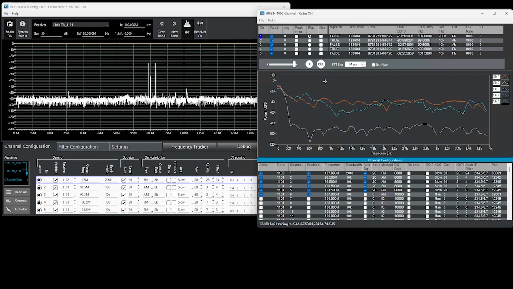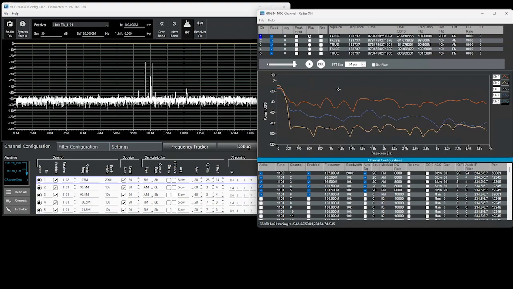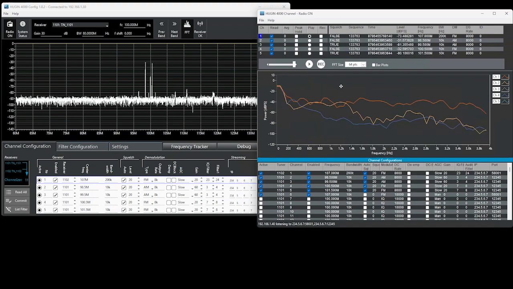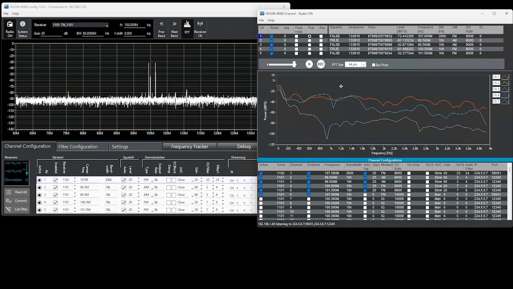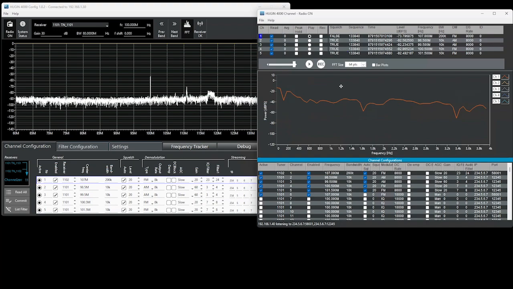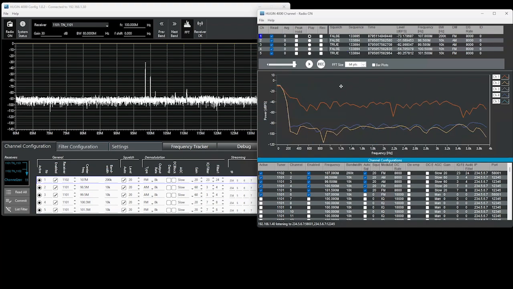Okay, and we're picking up slightly more crackly compared to 103.3, but we're picking up some music radio there. And so this just gives you an example of how you can use the native HUGIN tools to configure and also listen in on your channels.